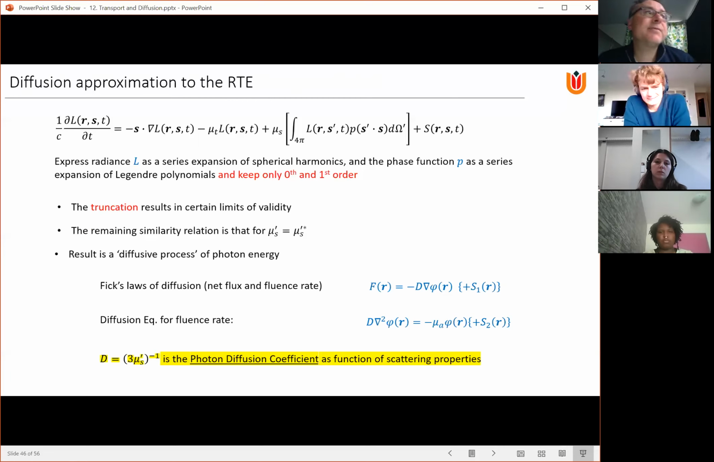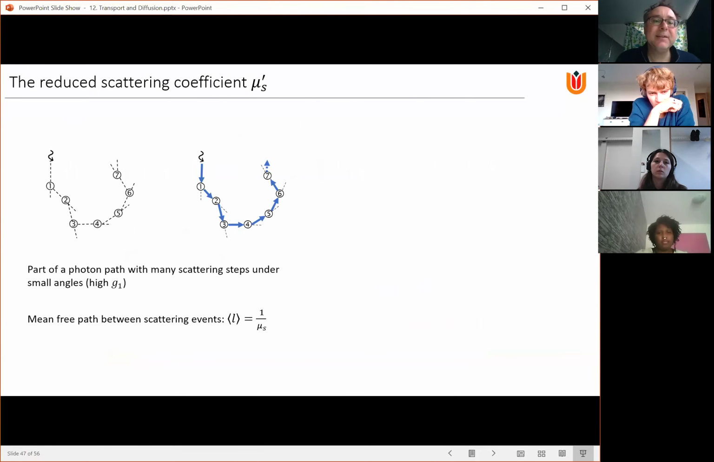What is nice from this is that you can actually get an expression for the diffusion coefficient from this whole derivation. If you do the derivation and you see what ends up for the diffusion coefficient, then you find that it is given by 1 divided by 3 times μs prime. A little more remark on that later on. But the first thing is that what is important is this reduced scattering coefficient.